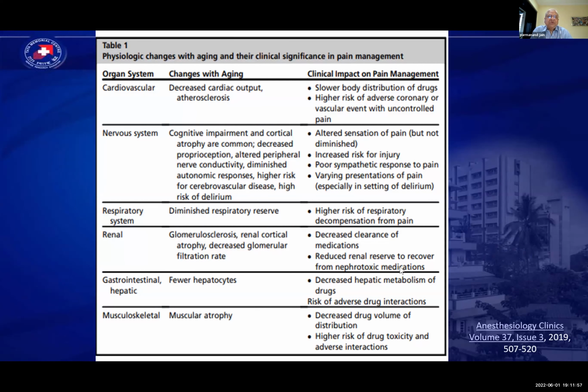There are also some physiological changes with aging, like in the cardiovascular system and the nervous system. It's a busy slide, you can read on. Respiratory system, renal system, all are decreasing in their function by 20 to 30% or sometimes 50%. GI and musculoskeletal systems are also decreased. So whatever doses of drugs you are giving, all have to be adjusted. You have to individually tailor-make the pain management plan for these patients in acute as well as in chronic settings. You cannot just give them one size fits all. It is not like that.